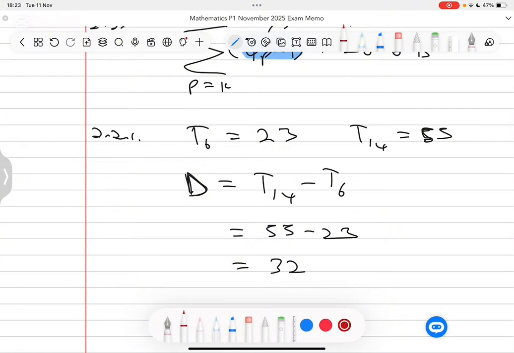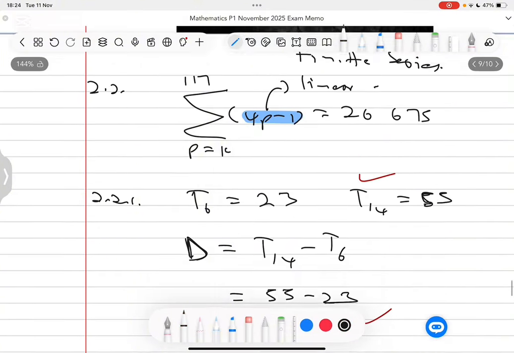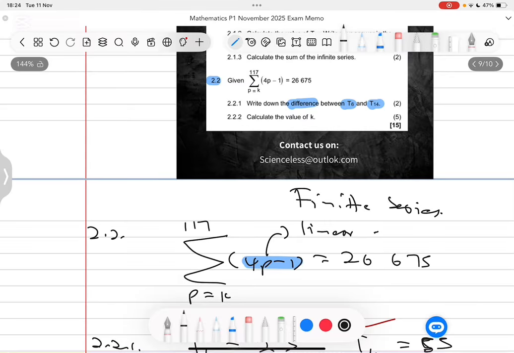You'll get a mark for computing your terms and finding the final answer there. Then the next question, which is the last question for this question 12 on sequence and series, says under 2.2.2 to calculate the value of k. Remember, k is the lower bound, the lower limit.